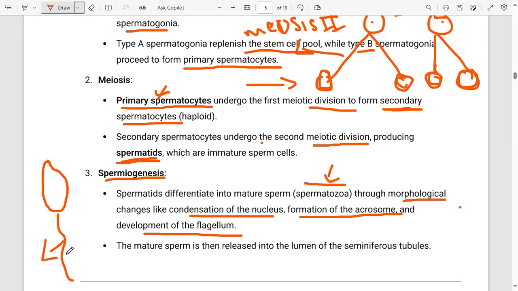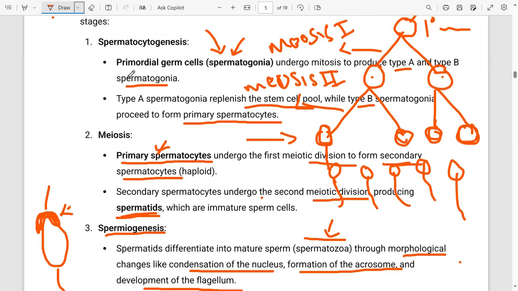So this tail here is what we are calling the flagellum. And then somewhere in front of this sperm, you develop the acrosome. This acrosome is important to go and break the egg and then be able to fertilize it. So this is the process of spermatogenesis. From these spermatids that you can see here, that's where you have your sperms like that.